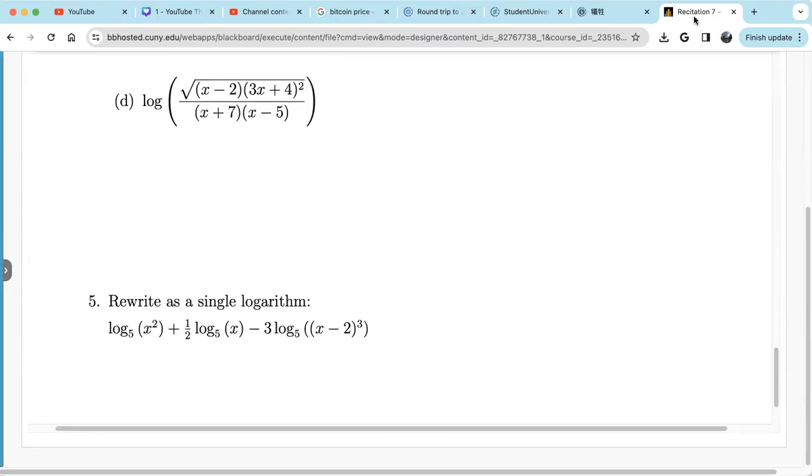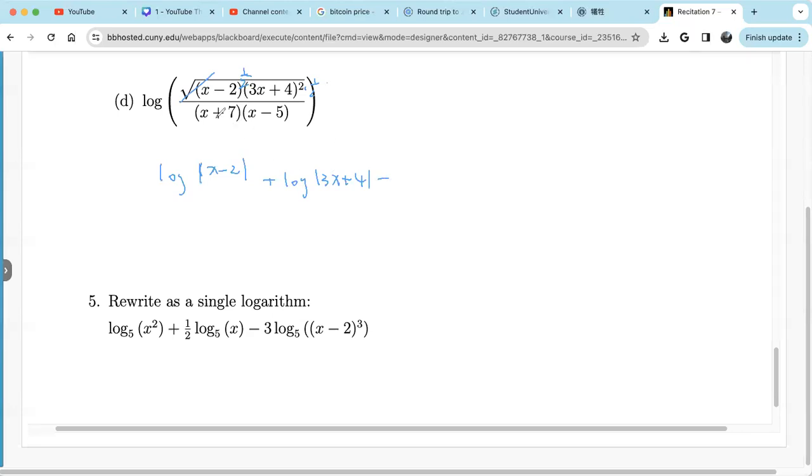Okay, last 2 questions. Let's see, D: log without a base is base 10, so we don't have to write it. In the numerator, we see this one has a square, but this one doesn't. If we simplify this one, we would have x minus 2 raised to 2, then raised to half. But 2 times half is 1, so this one is just 3x plus 4. So this can be split as log base 10 of x minus 2 plus log base 10 of 3x plus 4. The square cancels with the half.